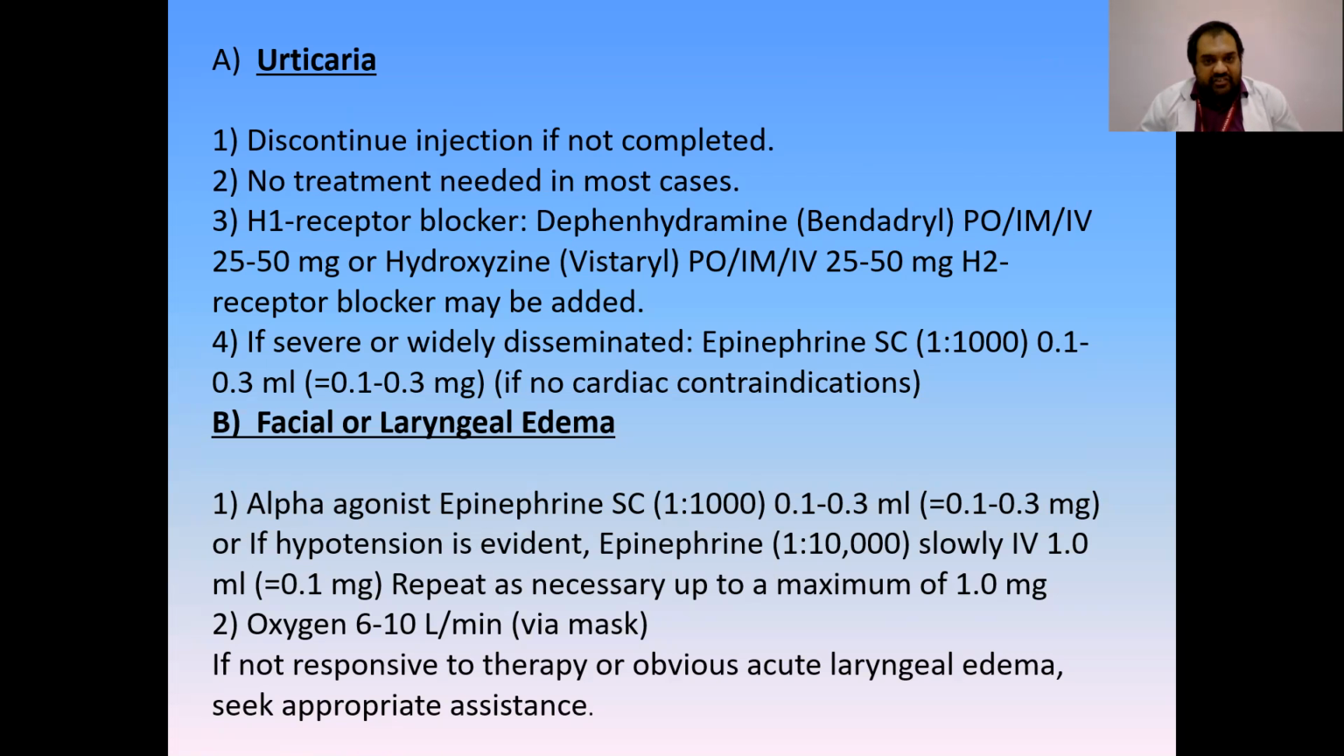B, if the patient develops facial or laryngeal edema, give alpha agonist epinephrine subcutaneously in the ratio 1:1000, 0.1 to 0.3 ml, that is 0.1 to 0.3 milligram, or if hypotension is evident, epinephrine is given 1:10,000 slowly intravenously, 1 ml, that is 0.1 milligram, repeat as necessary up to a maximum of 1 milligram. Second, give oxygen 6 to 10 liters per minute via mask. If not responsive to therapy, with obvious acute laryngeal edema, seek appropriate assistance.